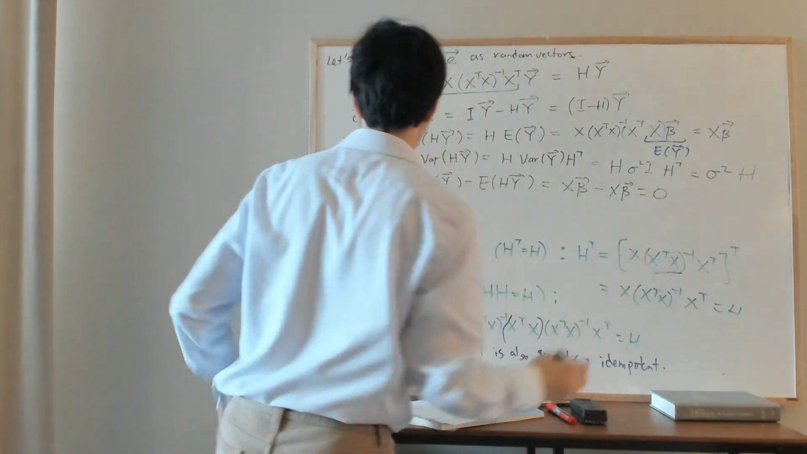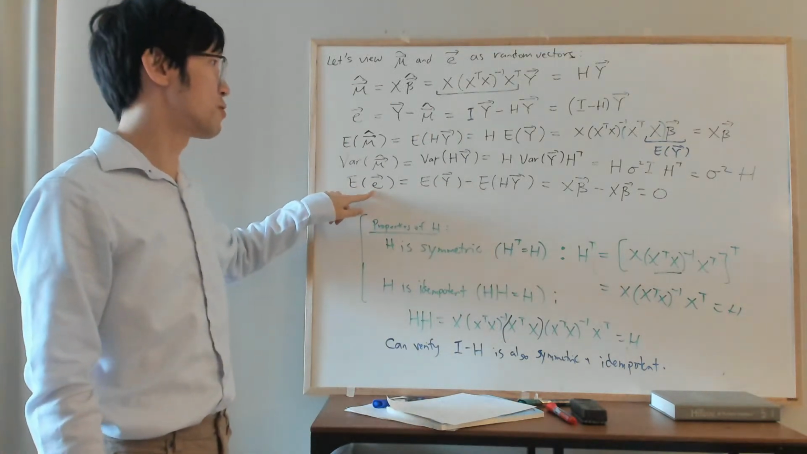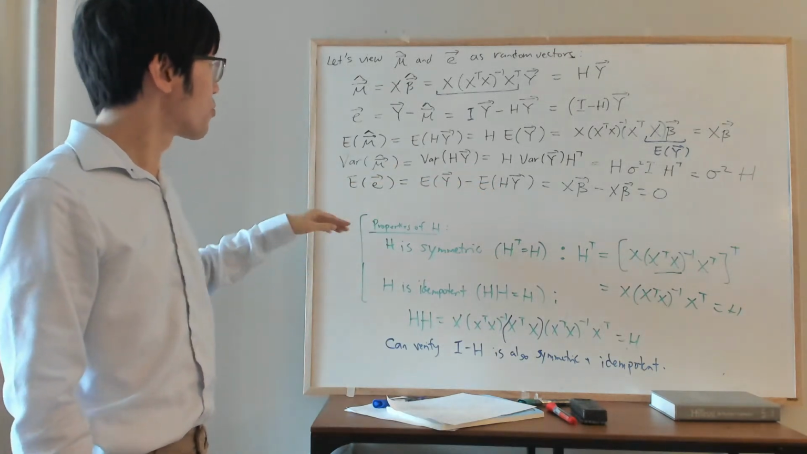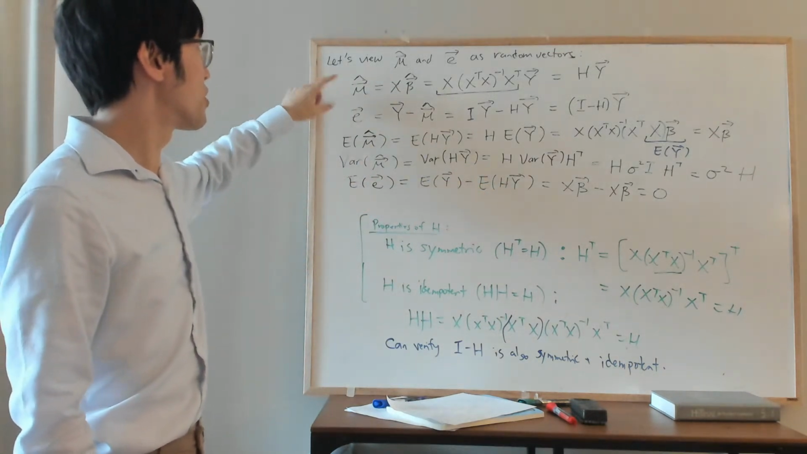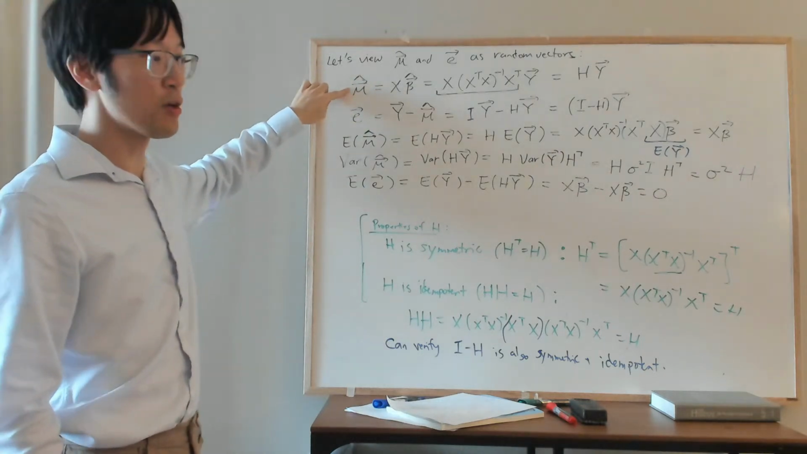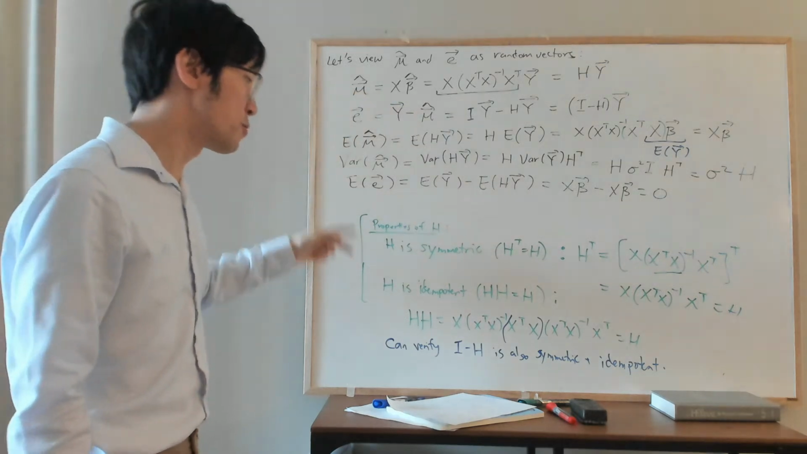So why does that make sense? On average, the expected value of the residual is 0. It's just the flip side of what we derived here. The fitted value on average correctly predicts the model mean, and so the average residual is 0.